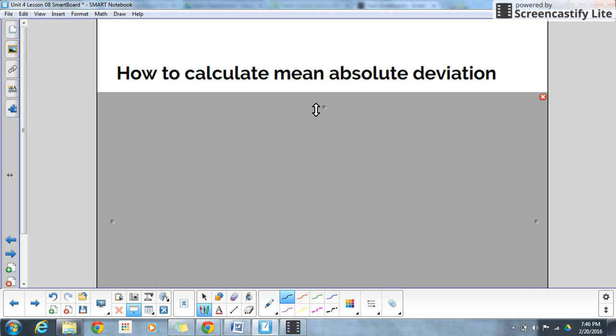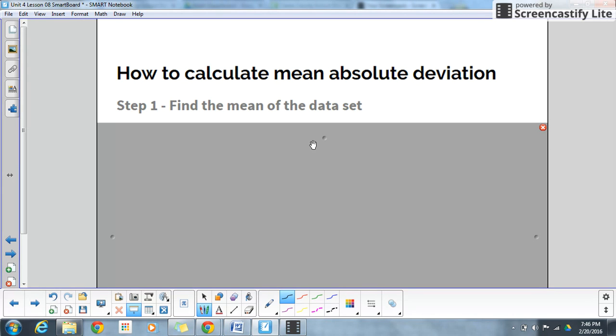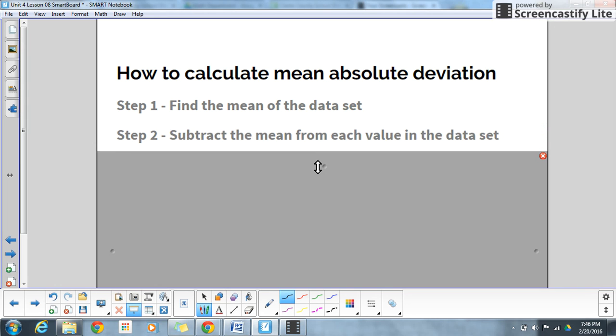Alright, how to calculate mean absolute deviation. There are going to be 5 simple steps. The first one is you're going to find the mean of the data set. Now remember, the mean is the balance point, and you find it by adding all the data points and dividing by how many data points there are. Step 2. You're going to subtract the mean from each value in the data set. In other words, you're going to find out how far each data point is from the mean.